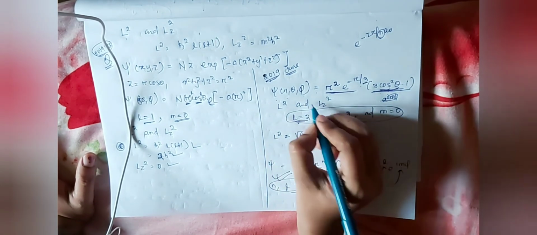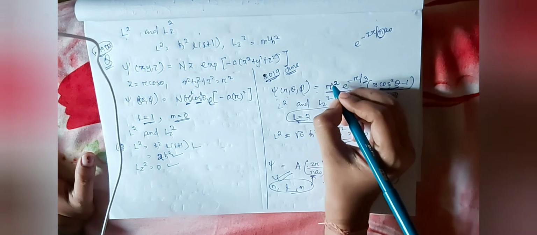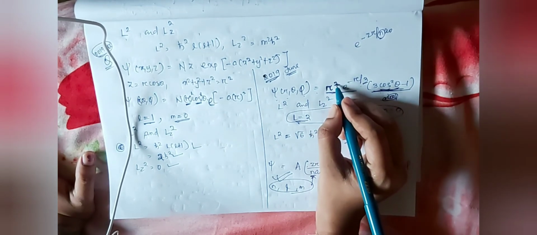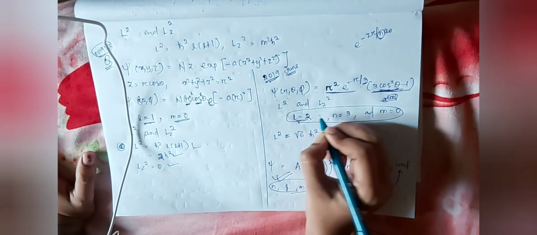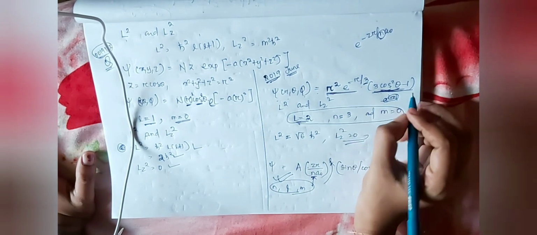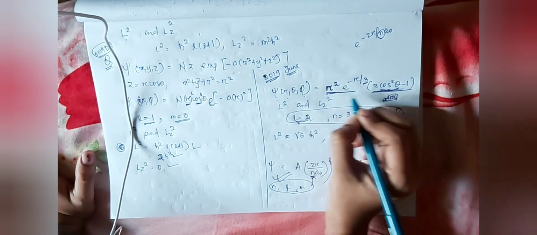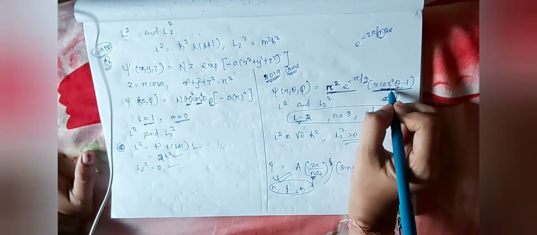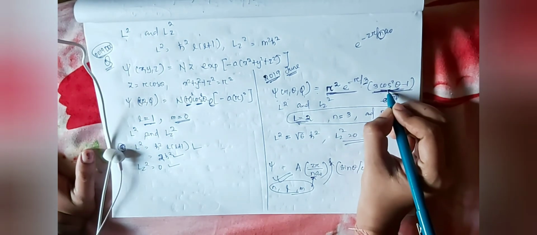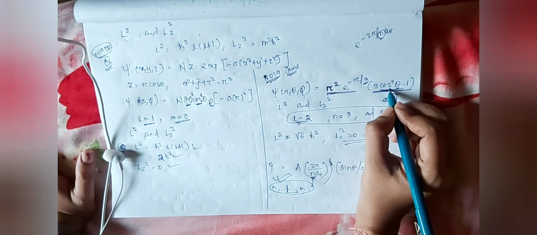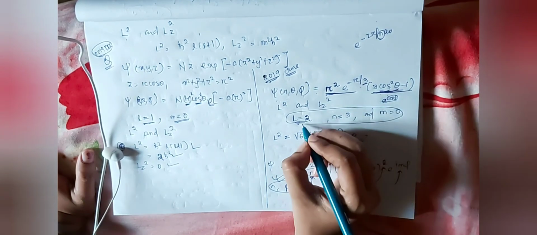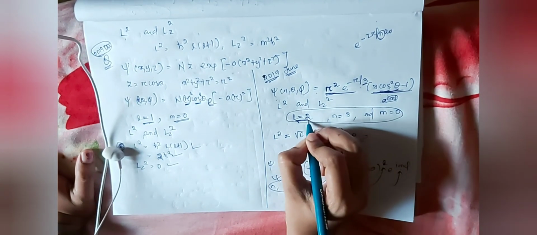Okay, so here also, as I said, the power of r will give you the value of L. This is the radial part and this is the angular part. From here also I can find out the value of L. You see, the power of cos is 2, so cos square theta here. So from this also I can determine the value of L. So L is equal to 2.